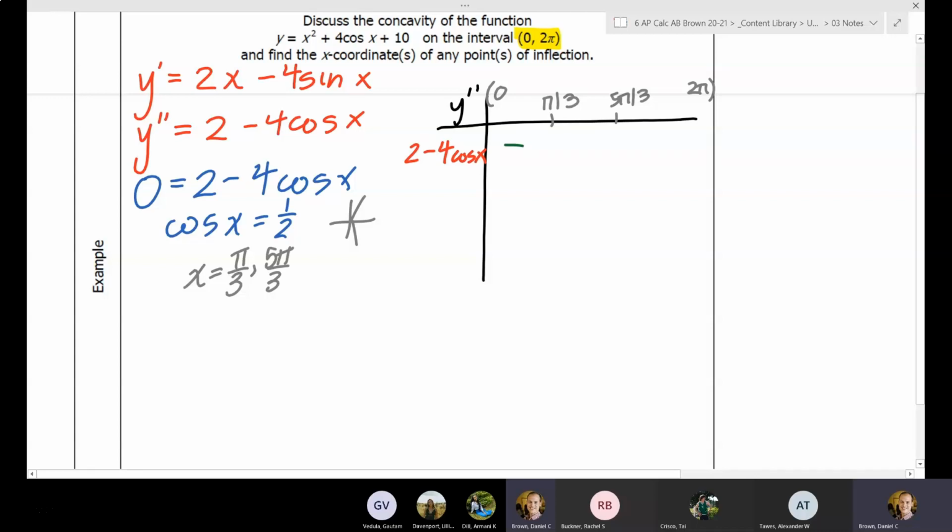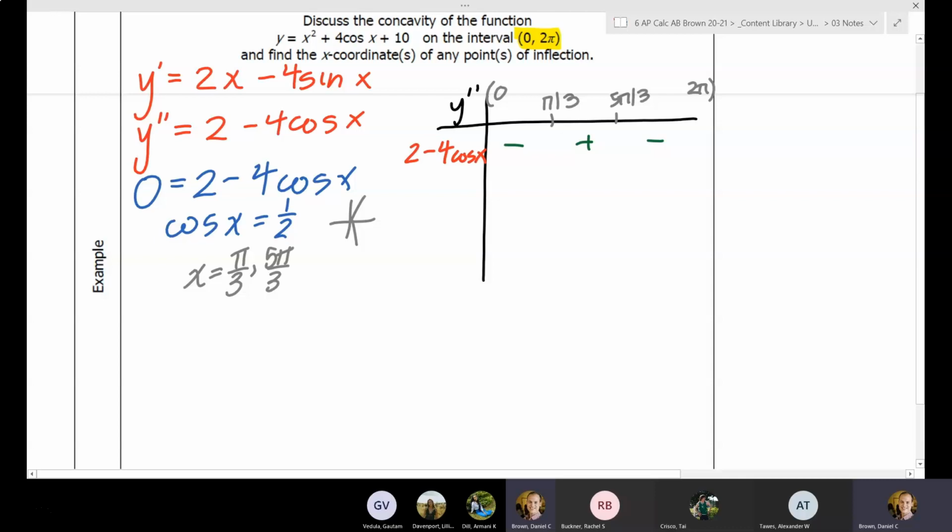Anything between pi over 3 and 5 pi over 3 works. Pi is probably the easiest one to plug in. 2 minus 4 times the cosine of pi. Cosine of pi is negative, so that becomes 2 plus 4. So we have a positive interval. And I can plug in 2 pi for that last interval. 2 minus 4 cosine of 2 pi, that interval is going to be negative.